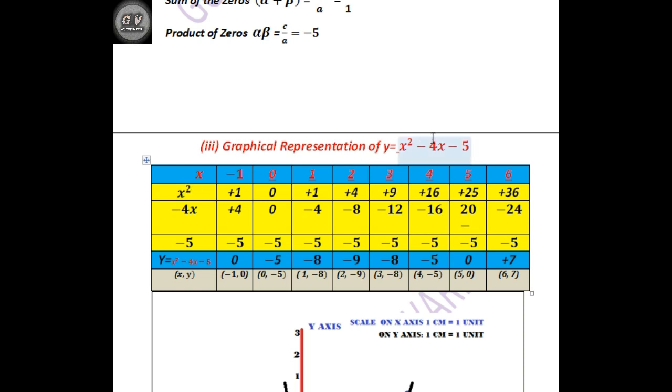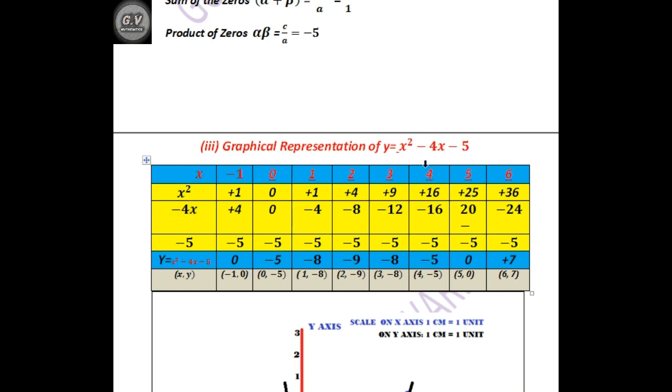What about the second term, which is given as -4x? Here in the second row we are taking the values of -4x. Each and every value of x in the first row is going to be multiplied by 4. 4 1s are 4, 4 0s are 0, 4 1s are 4, 4 2s are 8, 4 3s are 12, 4 4s are 16, 4 5s are 20 and 4 6s are 24. After that, the negative sign is there.